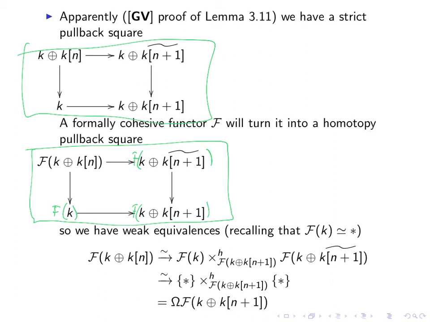I've unfortunately forgotten the f's here. And so we have weak equivalences by definition of a homotopy pullback square as shown. If we work through these weak equivalences, the point is we get the condition to be a spectrum. We need a map from f to omega, or loops on, the next set in the simplicial set in the spectrum.